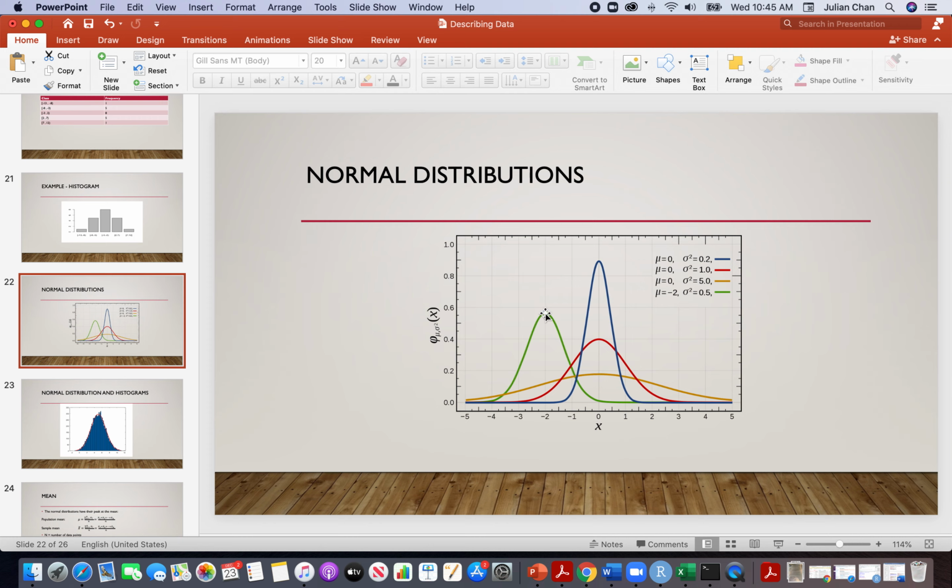This green one has a mean that occurs at -2, so we can trace that back and we can visually see what the average value is.